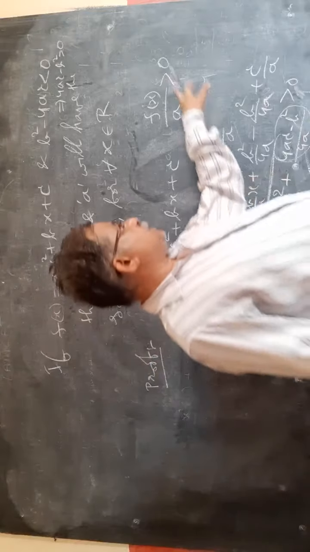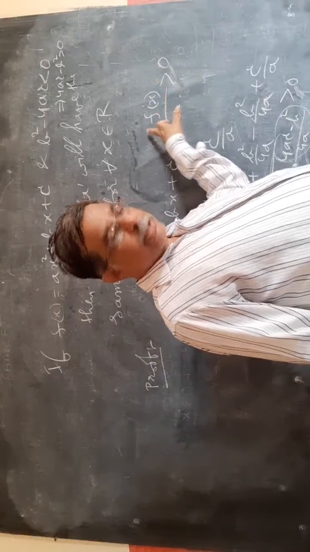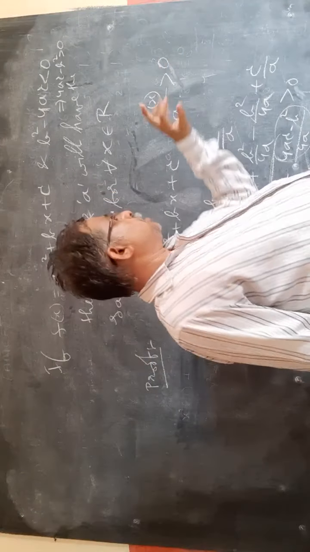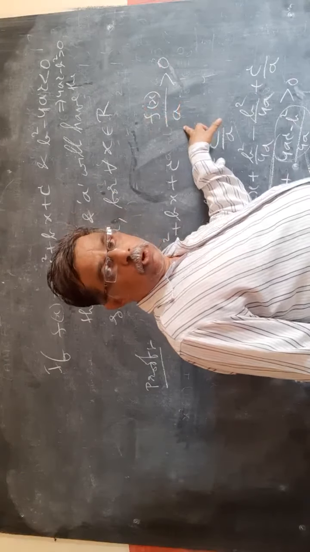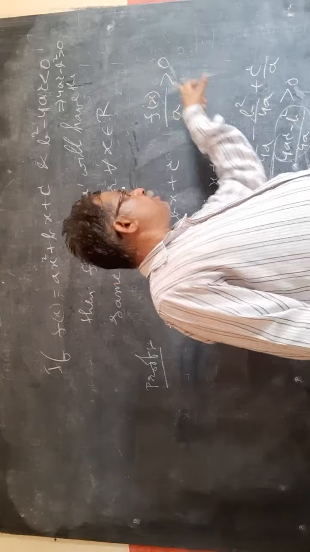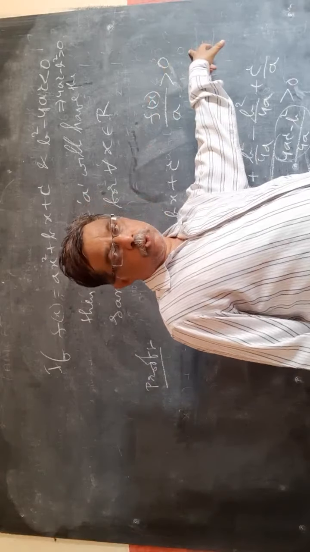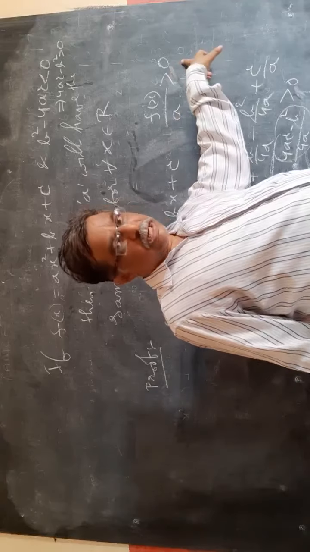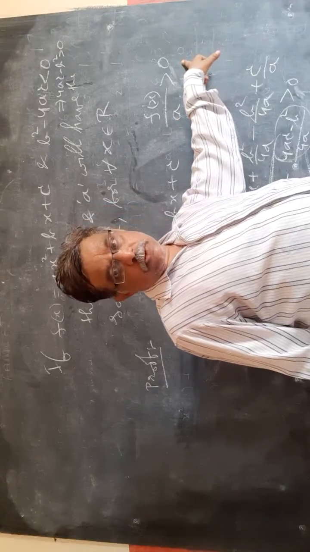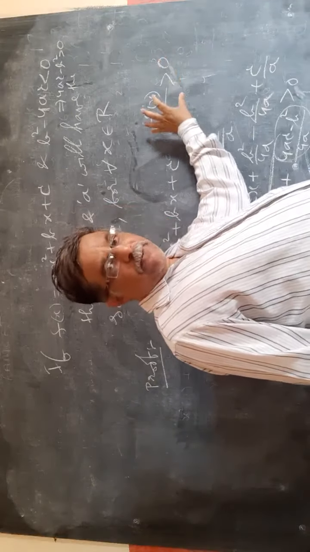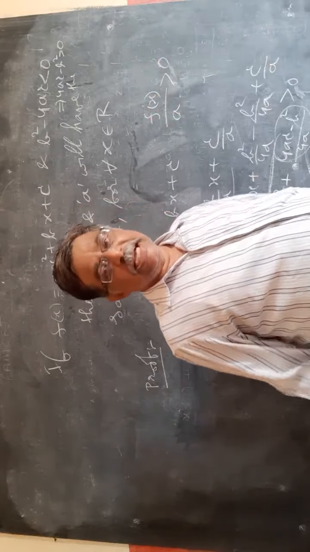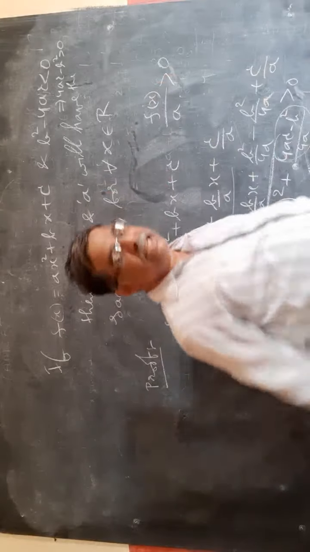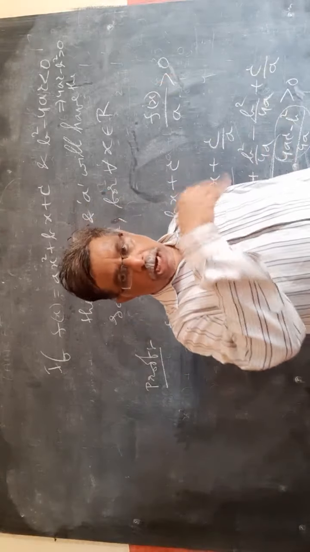What is meant by this? F of x by a gives you positive. Both should be positive, then the total rational number becomes positive. If both are negative, minus minus gets cancelled, then the total rational number becomes positive. So f of x by a greater than 0 is possible only if f of x and a have the same sign. Either both are positive or both are negative.